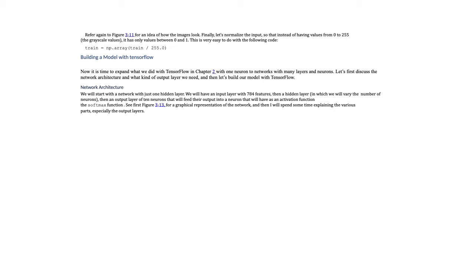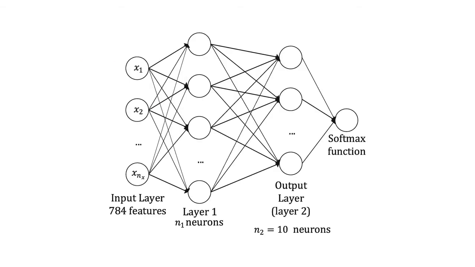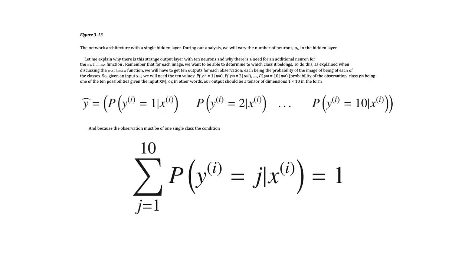We will have an input layer with 784 features, then a hidden layer, in which we will vary the number of neurons, then an output layer of 10 neurons that will feed their output into a neuron that will have as an activation function the softmax function. See first Figure 3-13 for a graphical representation of the network, and then I will spend some time explaining the various parts, especially the output layers. Image. Figure 3-13, the network architecture with a single hidden layer.